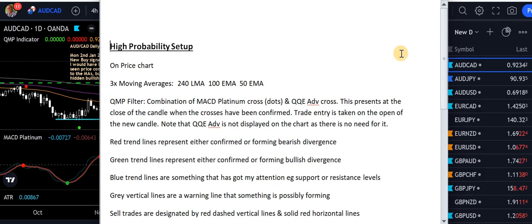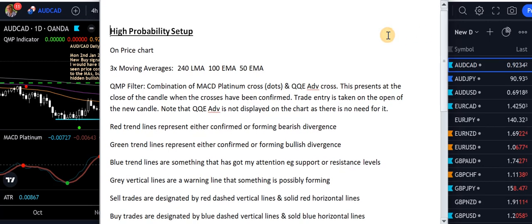Now, if you've never seen any of my videos before, or you're new to the system, have a read of this Word document, take a screenshot, pause the video, do whatever you have to do. It explains all the different settings on the indicators, what all the different coloured lines are on the charts. So generally what the three moving averages are, the settings, the QMP filter, which is these red and green dots on the price chart.